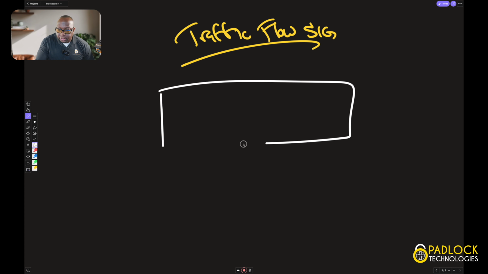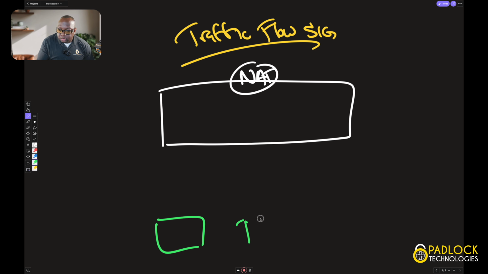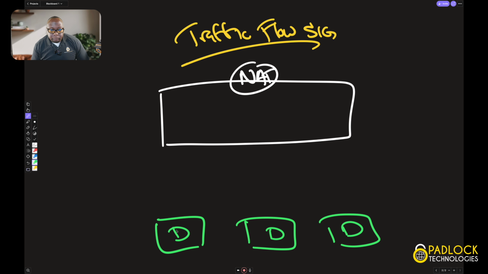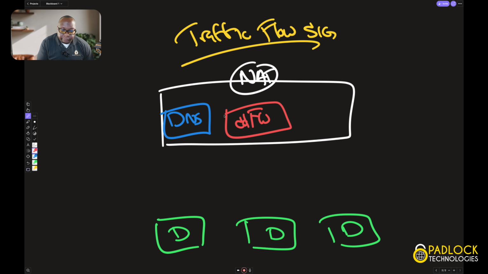We'll draw this big box and we'll put NAT up here because ultimately everything goes through a NAT. And then we will have endpoints down here. I'll just say devices. Now, and then we'll do DNS, firewall, or CD firewall, cloud delivered firewall. And then we'll have the SIG function over here, or the web function.